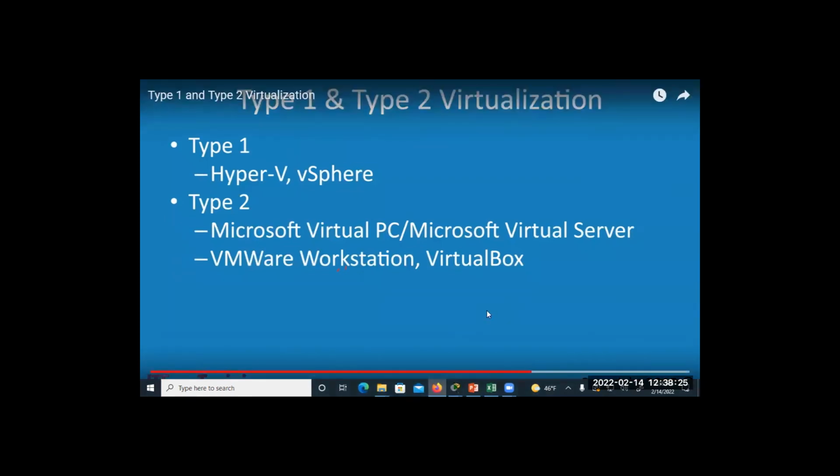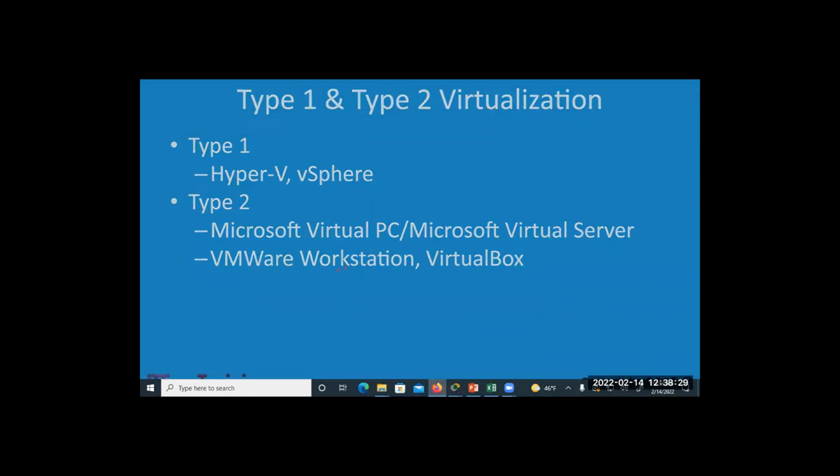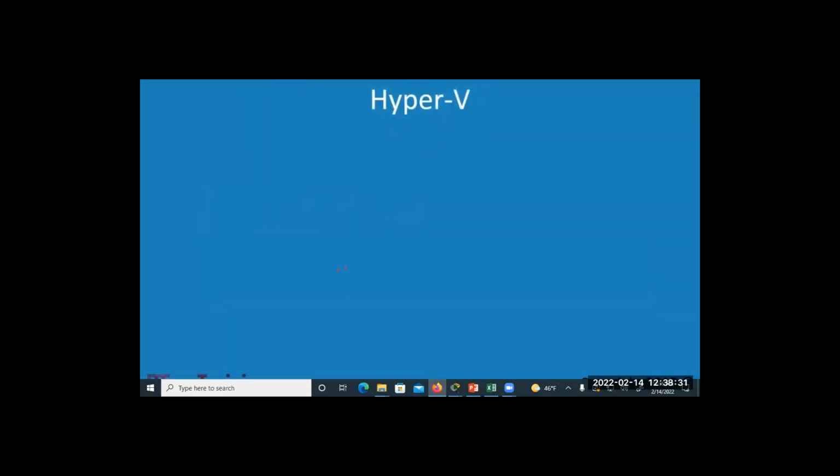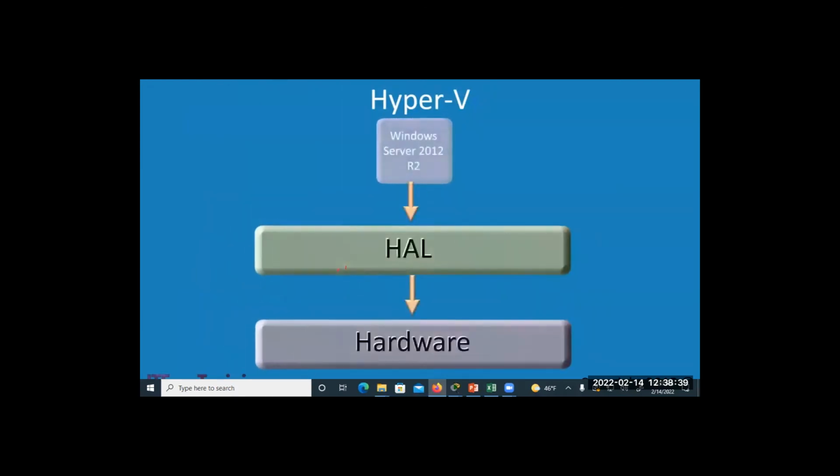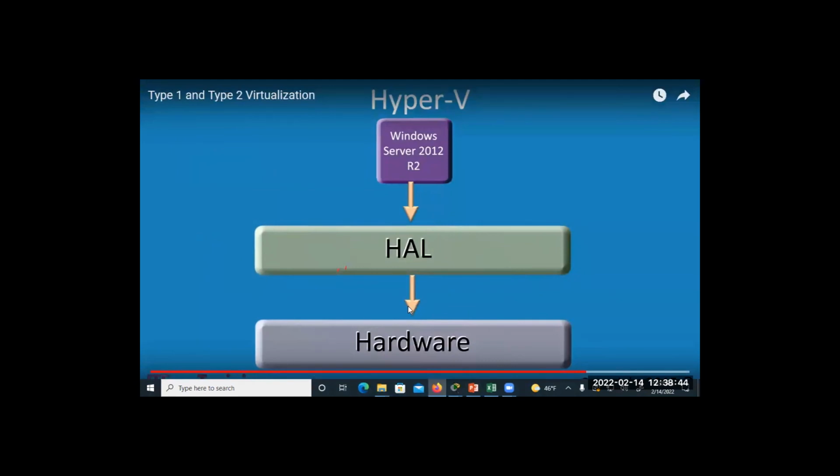Before finishing this video, I just want to clear up one point in regard to Hyper-V. Hyper-V is sometimes mistaken for a Type 2 virtualization solution since an operating system is required in order to run Hyper-V. If you take an example of an install of Windows Server 2012 R2, a hardware abstraction layer, or HAL.